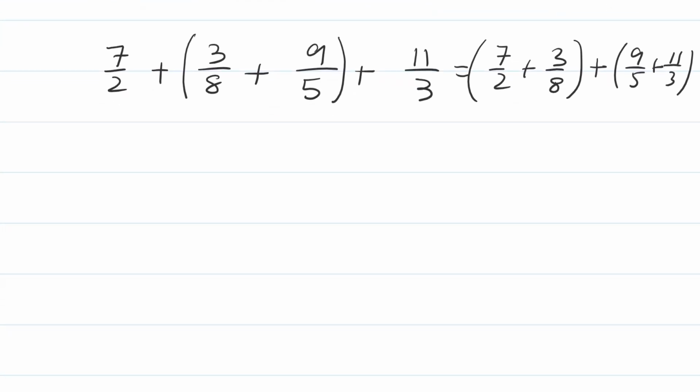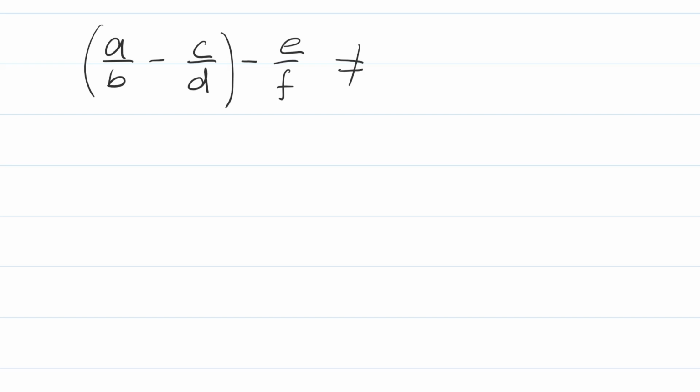Subtraction is not associative for rational numbers. So don't use this property for subtraction. A upon B minus C upon D minus E upon F is not equal to A upon B minus, C upon D minus E upon F.